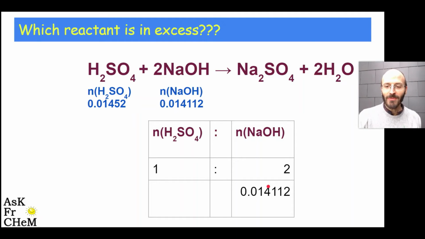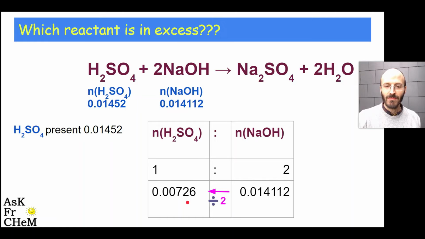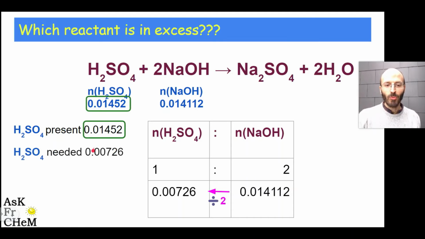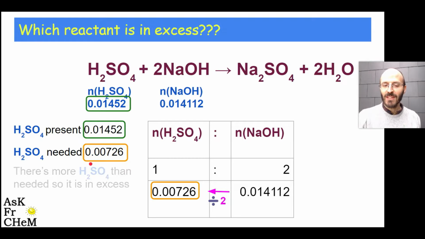We know the molar ratio. Let's pick the moles of sodium hydroxide. So this would be the moles of acid that would react. Now we compare what we have present of sulfuric acid with what we need for all the sodium hydroxide to react. And we see that we have more than the amount that will react. Therefore, sulfuric acid is in excess.